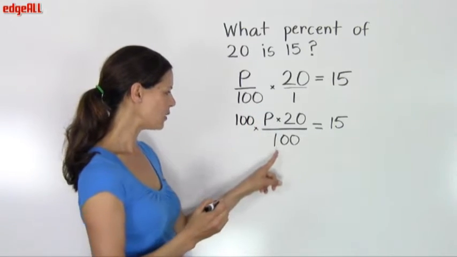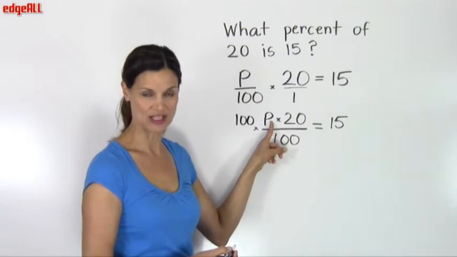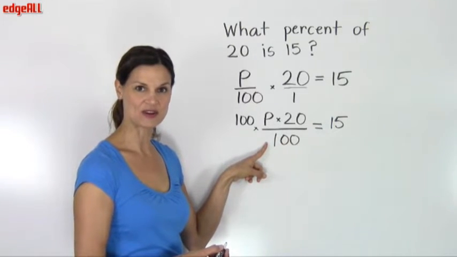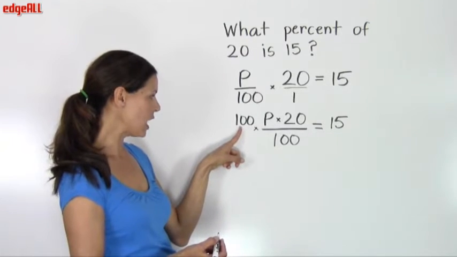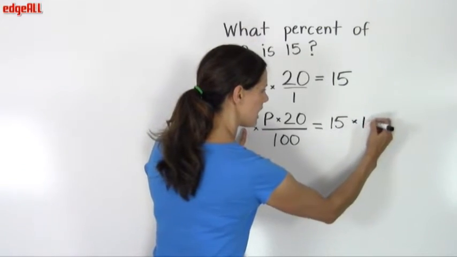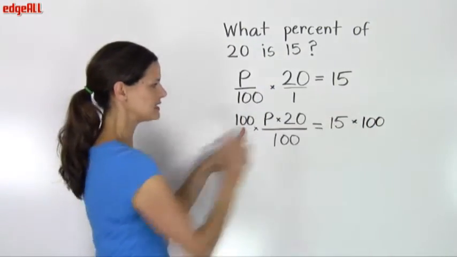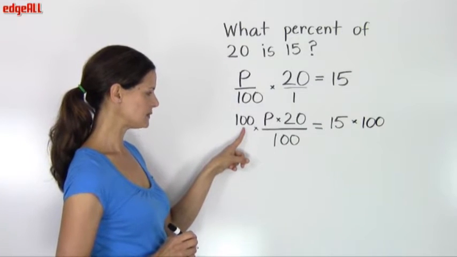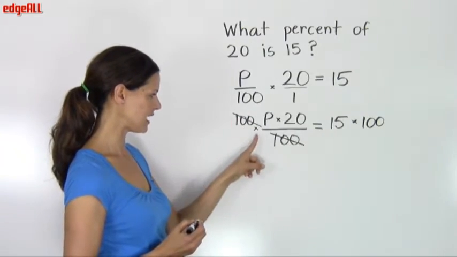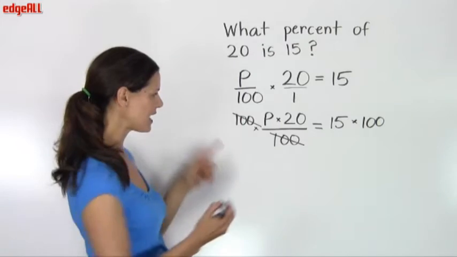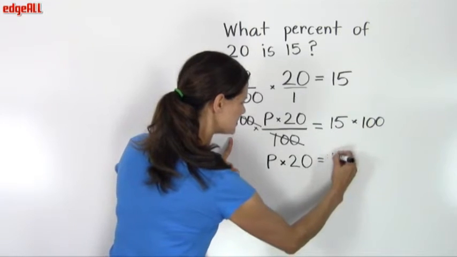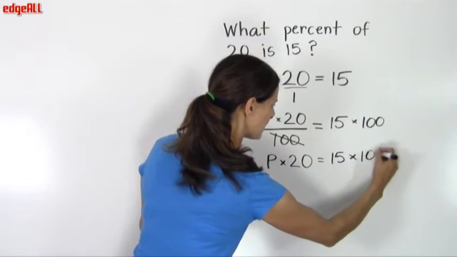I can ask myself, how is this 100 attached to my variable? Right now it's attached here by division, and so I do the opposite operation in order to get rid of it, and I multiply. Well, whatever I do to one side of my equation, I must do to the other. So over here I need to also multiply this side by 100. So at this point, I now can cancel out these two 100s. 100 divided by 100 just equals 1. And so I can leave this as P times 20. And on this side, I have 15 times 100.